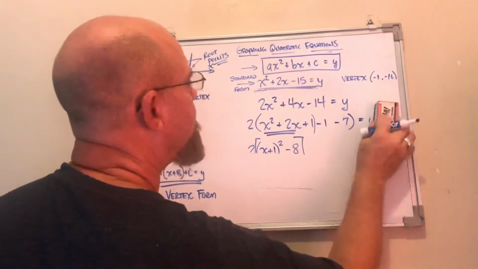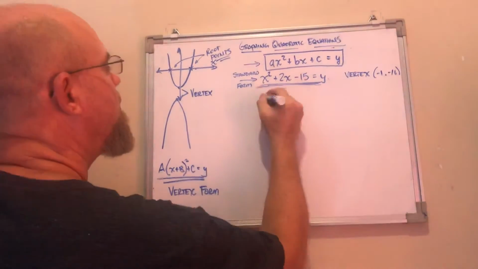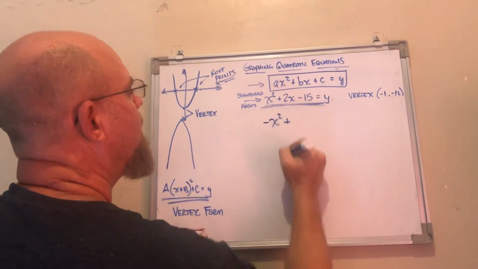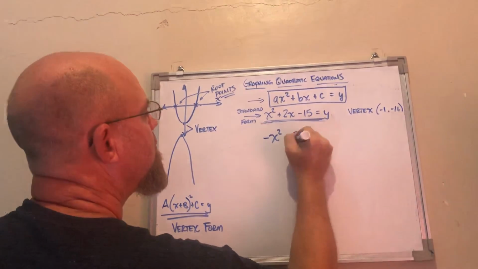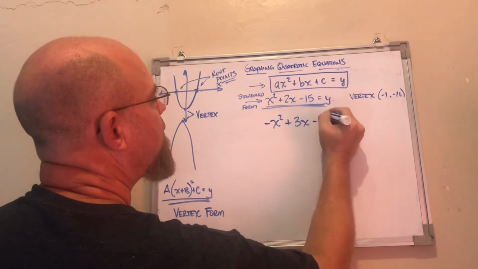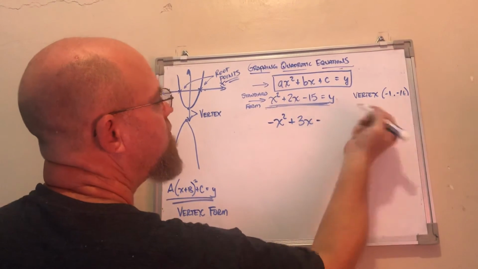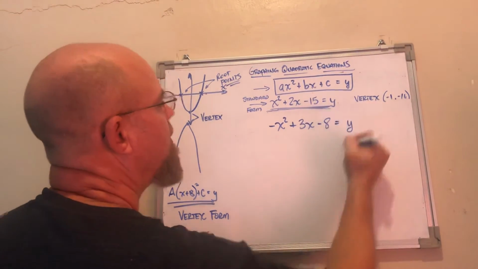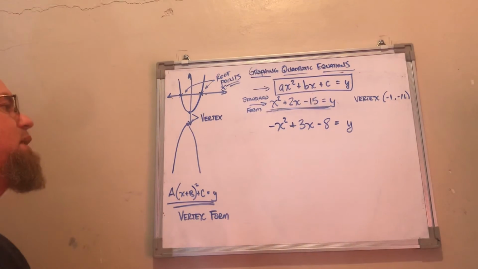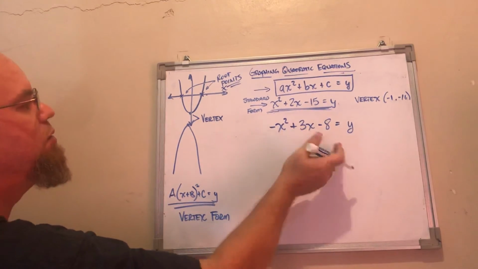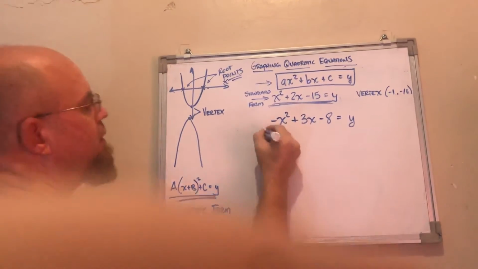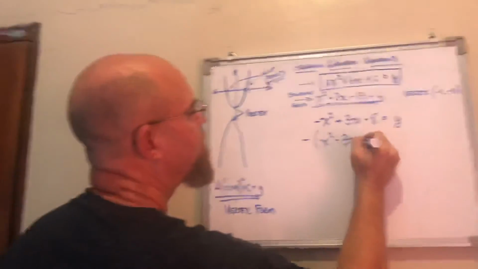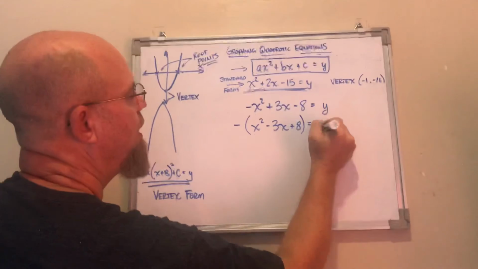Let's do one more. Let's do negative x squared plus 3x minus, I don't know, minus 8 equals y. Okay? So what we need to do is factor out the negative. So I'm going to take out the negative. I'm going to have x squared minus 3x plus 8 equals y.